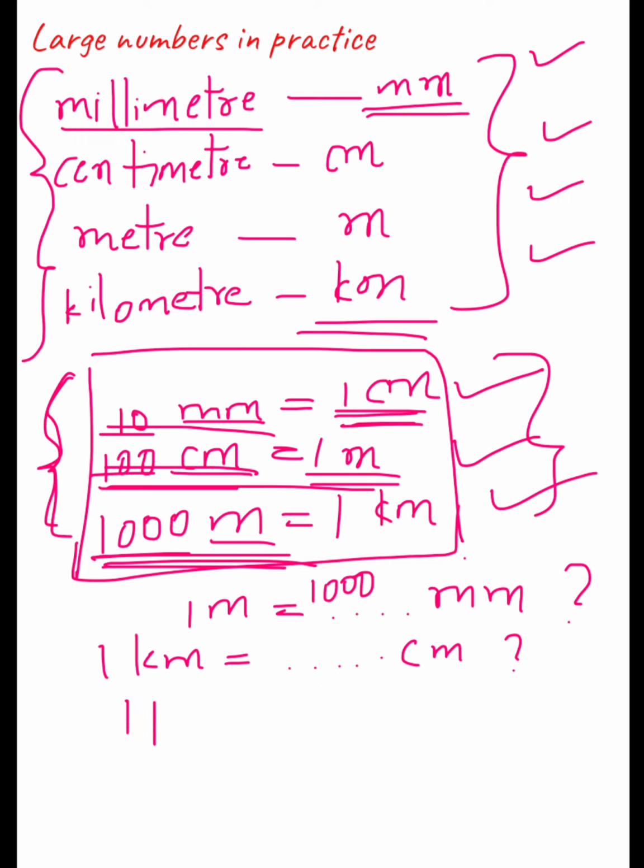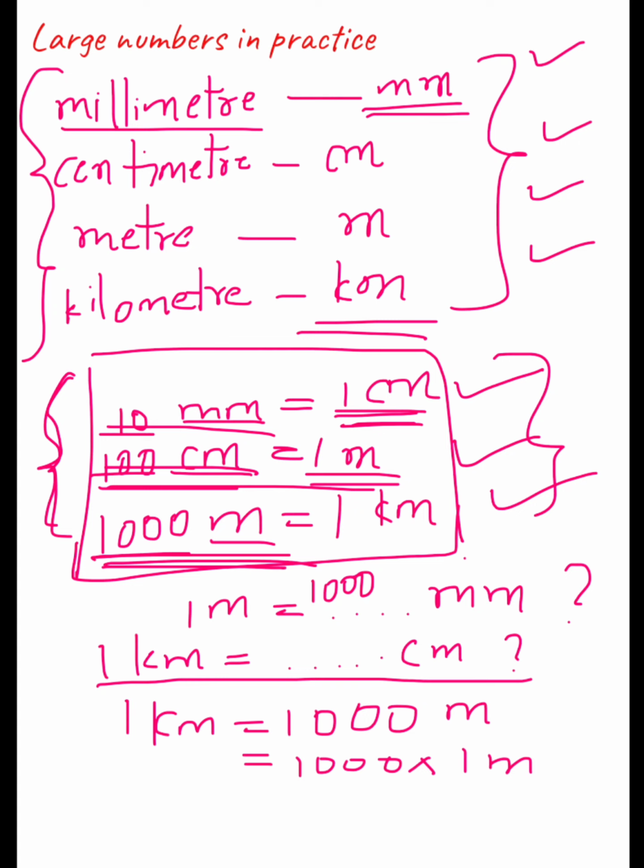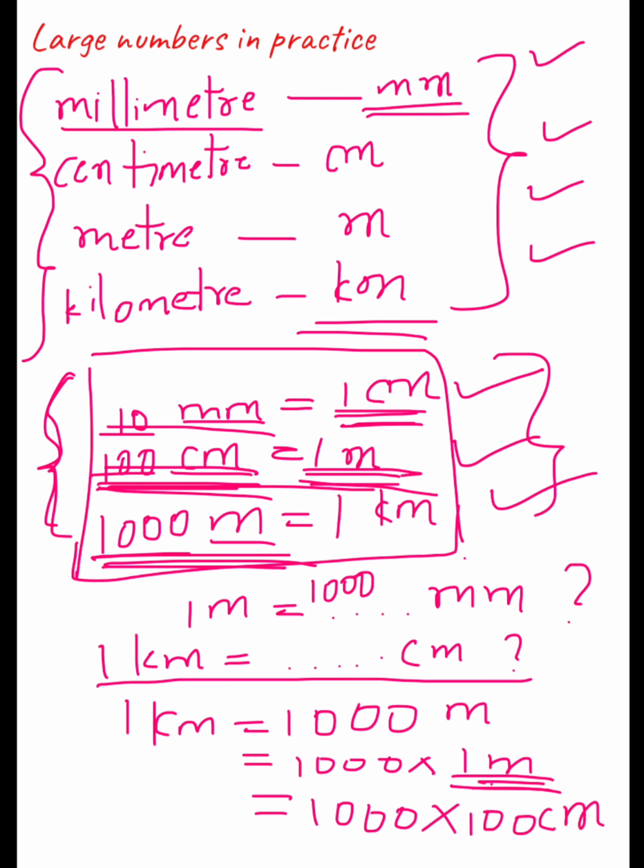Okay, so you can write that 1 kilometer equals 1000 meter, which is equal to 1000 into 1 meter. Now in the question you are asked to convert to centimeter. So you have to see how much centimeter will make 1 meter. From the question you understood that 1 meter equals 100 centimeter. That means instead of 1 meter you can write here 100 centimeter.